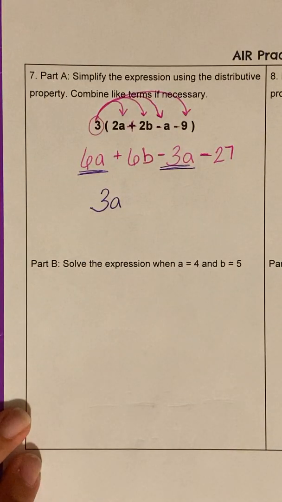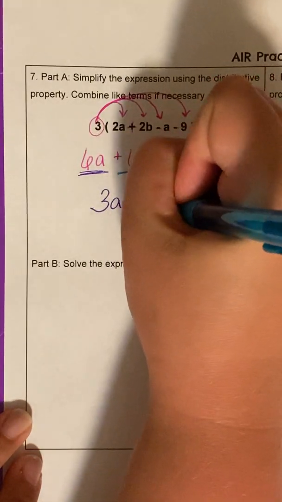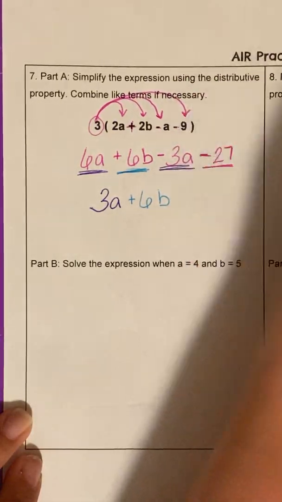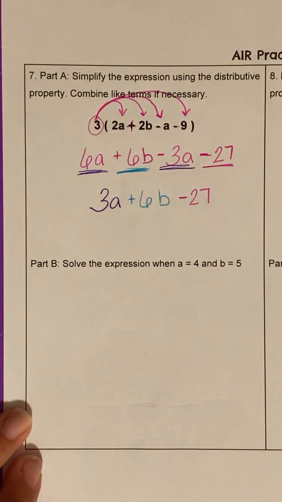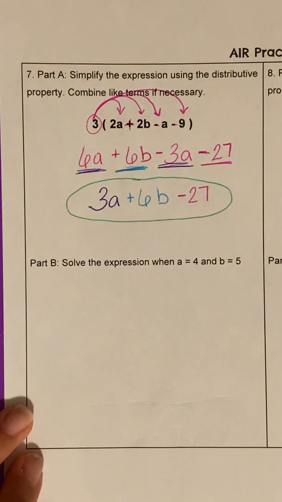Can we combine any B's? Positive 6B? Nope, so plus 6B. And then what about the minus 27? Nope, so just bring it down as minus 27. So that is the first part. That's the first part.